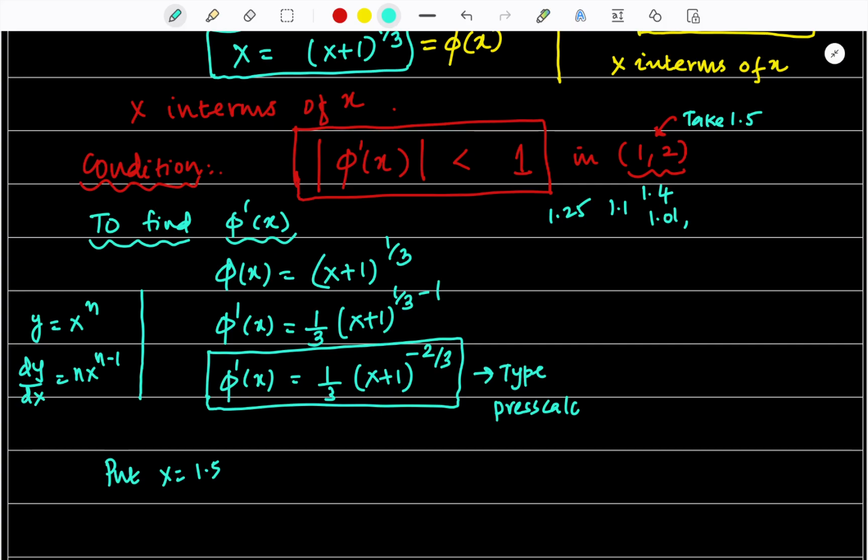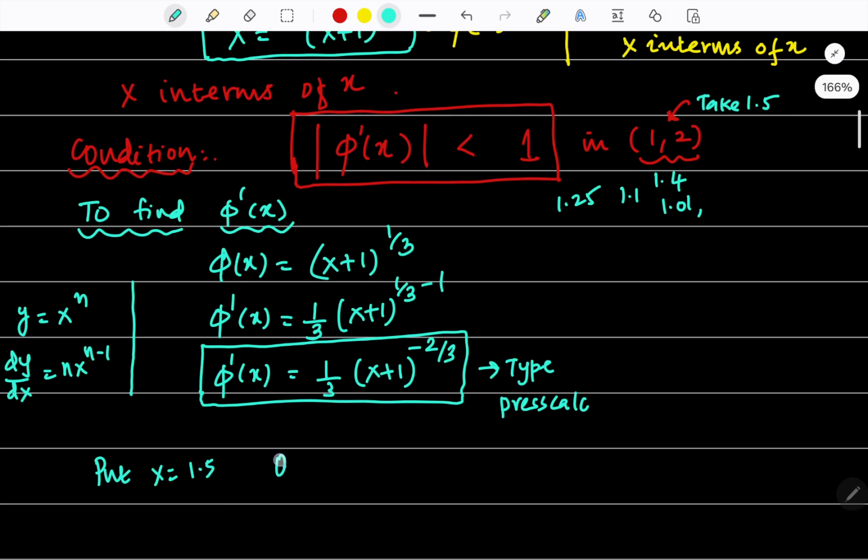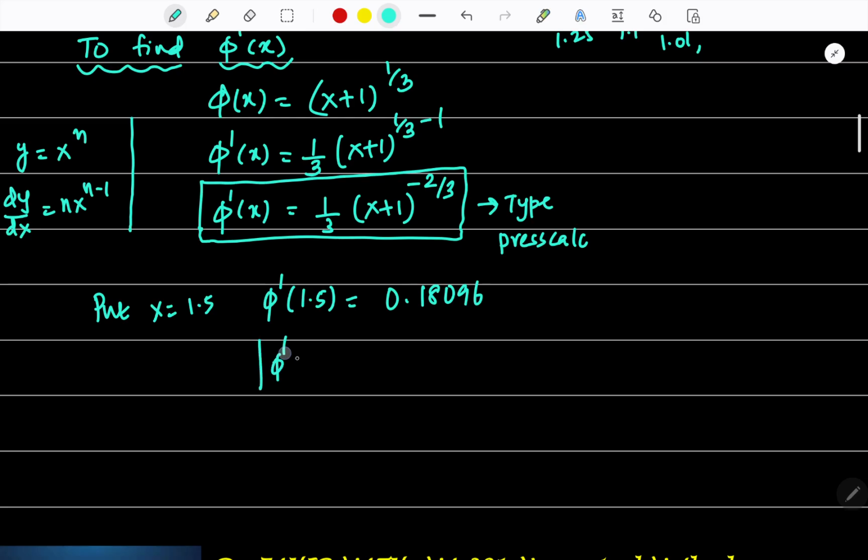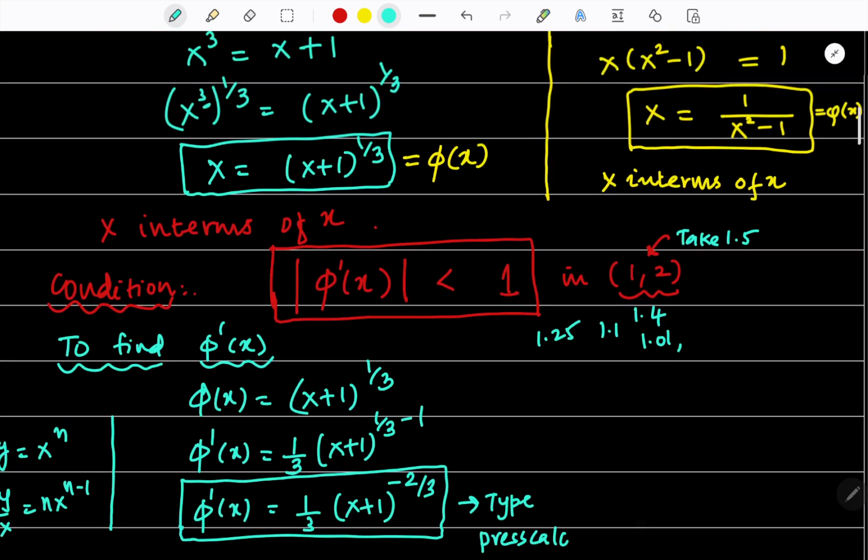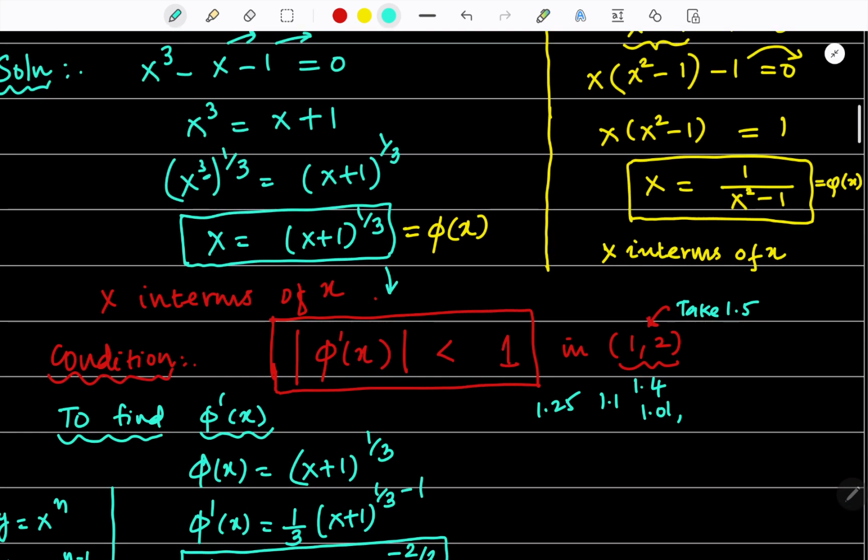If you put calc 1.5, you are getting approximately phi dash of 1.5 equal to 0.18096. What is the absolute value of phi dash of 1.5? The absolute value of 0.18096 is less than 1. Therefore, the condition is satisfied. So you are going to take phi of x equal to this one.